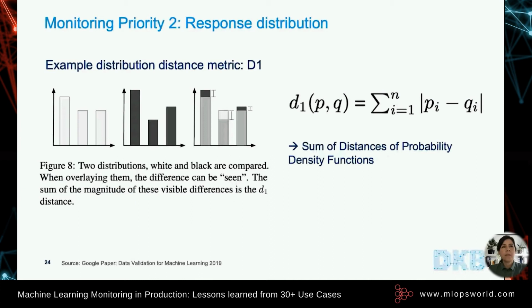Here's an example in depth about what Google is using in their data validation pipelines, also a paper from 2019. They compare a single field and they have a before and after time frame in white and in black. What they do is they bucket the different variables into bins and compare what share of the probability density function is in each bucket. So it's really heuristic, but it works quite well.